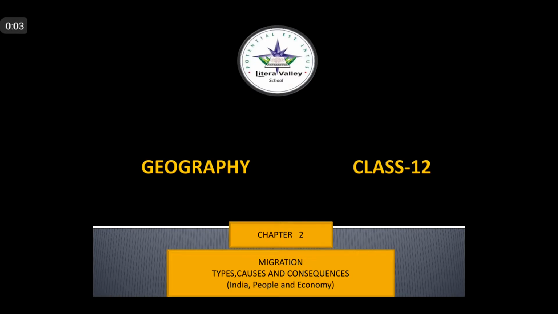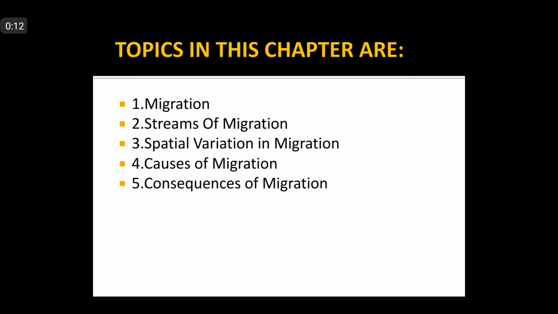Let us discuss the same chapter: migration types, causes, and consequences. We have discussed the topics like migration, streams of migration, spatial variation in migration. Today we will discuss the causes of migration. But before discussing the causes of migration, let me tell you something about migration, streams of migration and spatial variation in migration. What is migration?